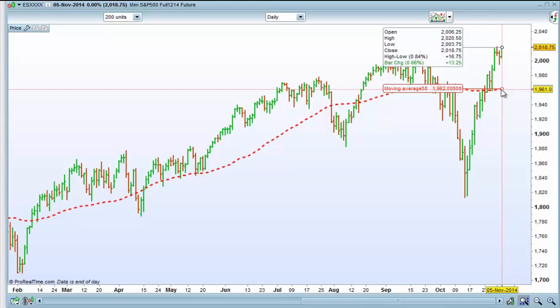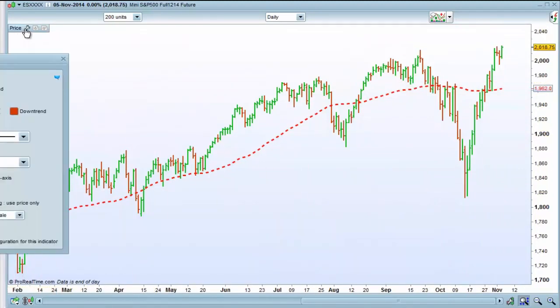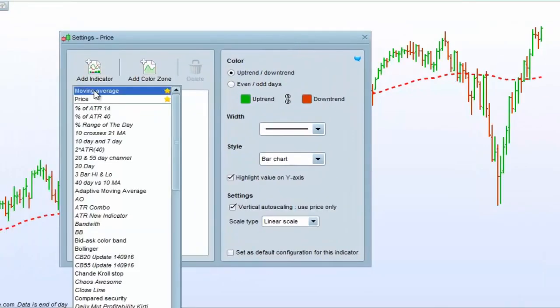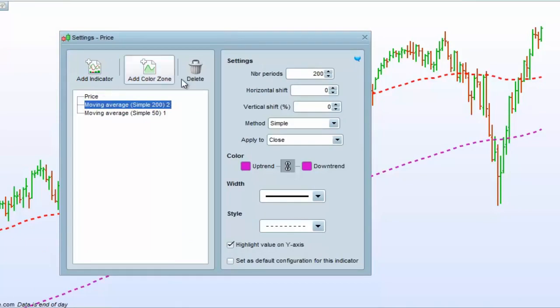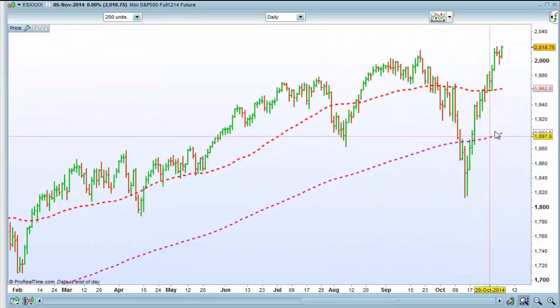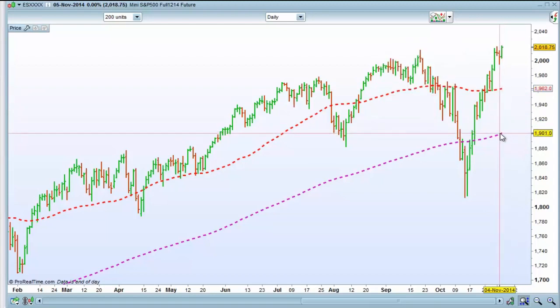Alright, now I want to add another moving average. So let's go add the 200-day moving average. So again, I click on the wrench, then I click on Add Indicator, then I click on Moving Average. Now here it says the number of periods, 200, which is what I want. And the color, I'm going to leave as purple or pink, whatever this color is. Then I'm going to X out of it. Now you see I have two dotted lines on the chart. The red is the 50-day, and the pink is the 200-day moving average.